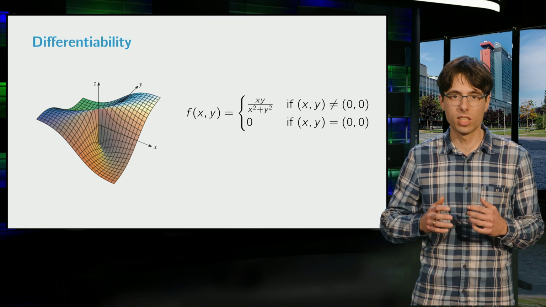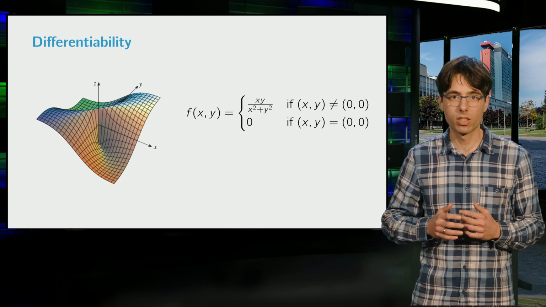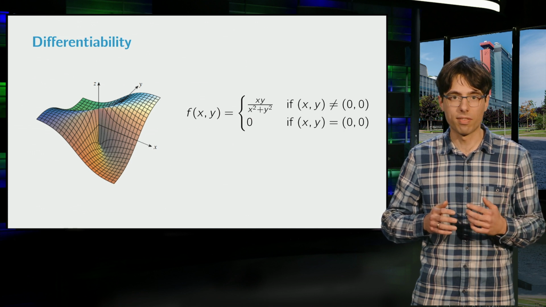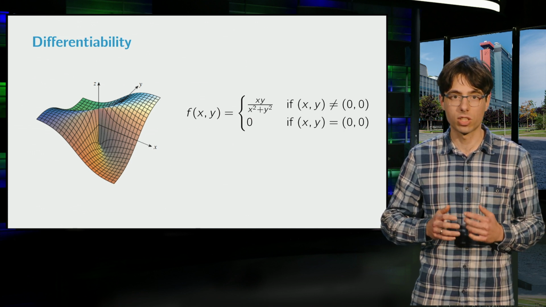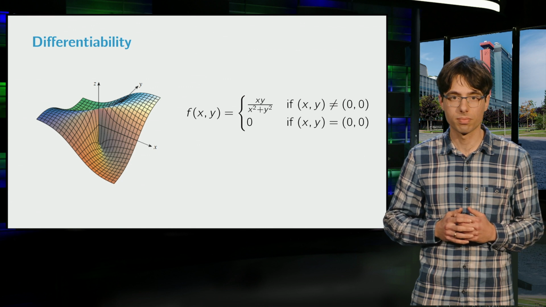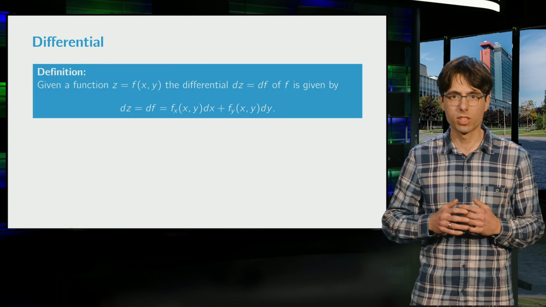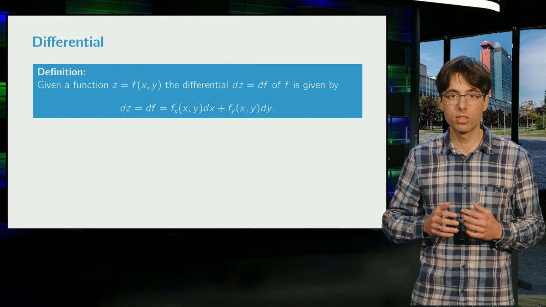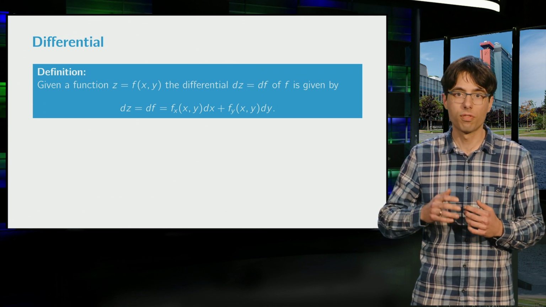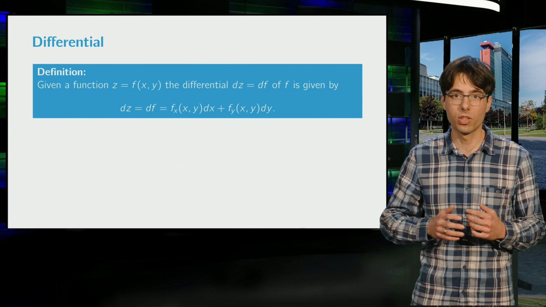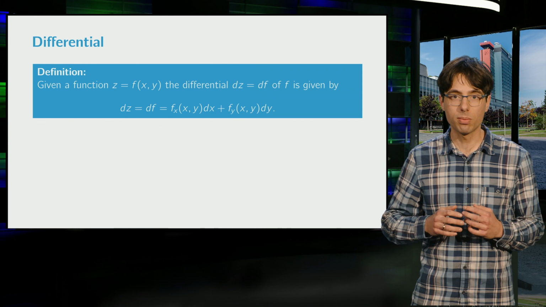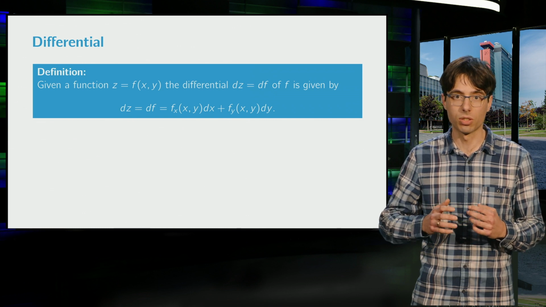On the slide you can see the graph and formula for a function that is not differentiable at the origin, to indicate the kind of behavior we avoid by only considering differentiable functions. For functions of a single variable, we saw that the linearization also leads to a convenient approximation of only the change in function value caused by a change in the input value. Indeed, this was captured in the concept of a differential.